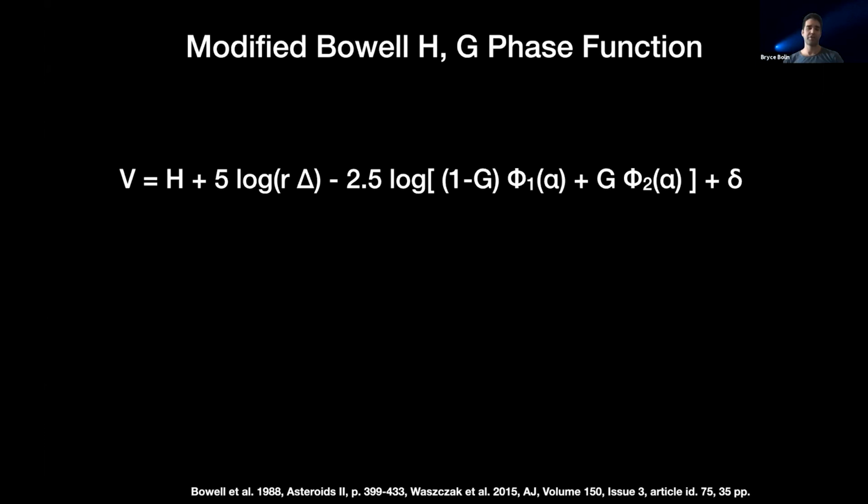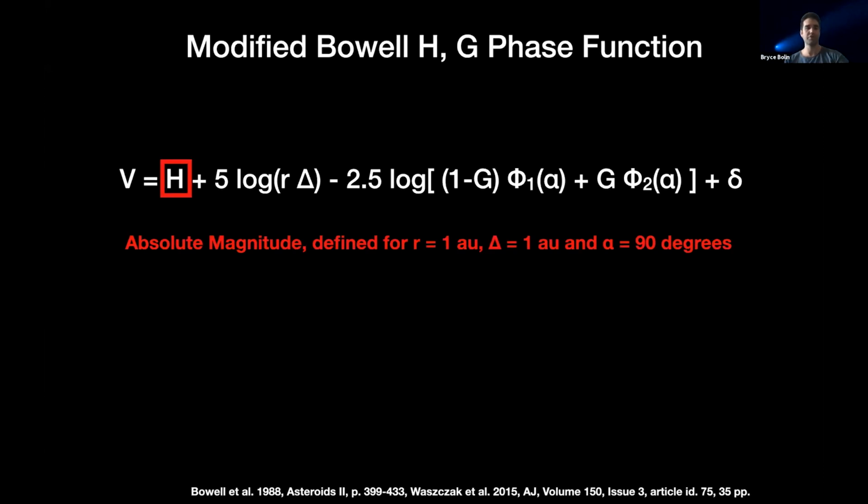So how does all this describe the brightness of an object? This is the modified HG phase function, which describes the apparent brightness of an object as defined by several terms. The first term here, capital V, let's call it the apparent magnitude. H here is the absolute magnitude.